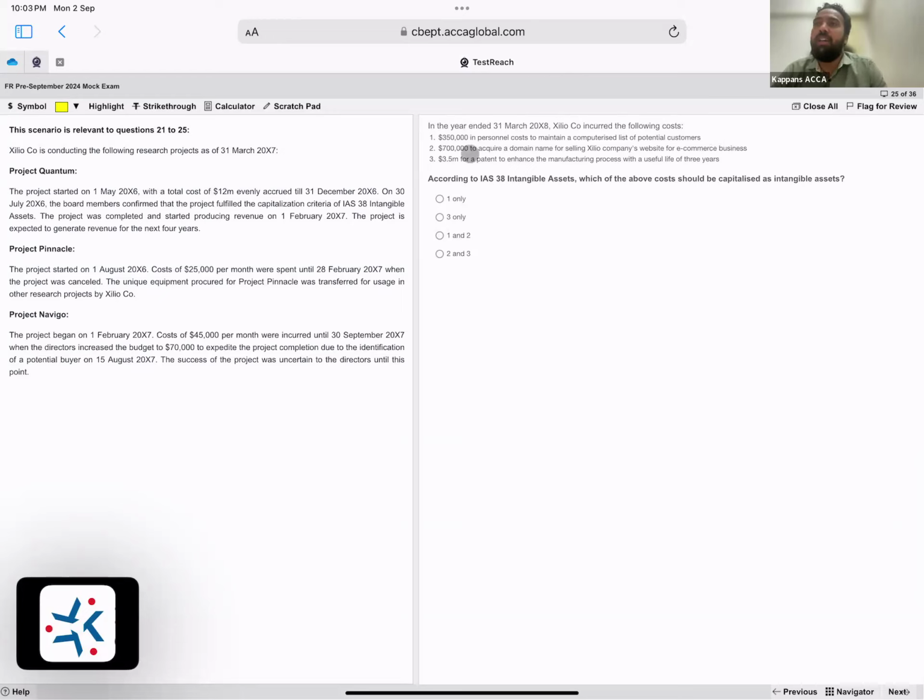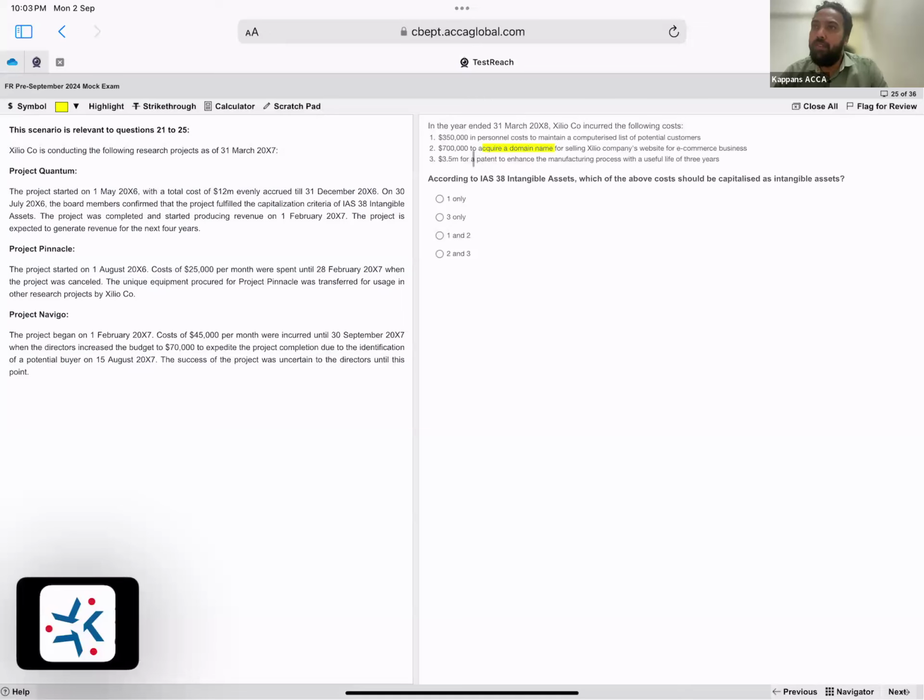Second, $700,000 to acquire a domain name for selling Zillow company's website. Yes, they have acquired a name. They have purchased a domain name by paying money. It's a purchased asset, so it can be capitalized.